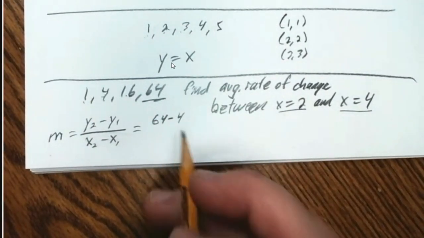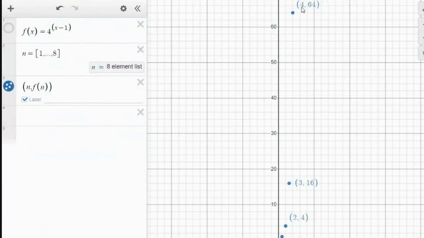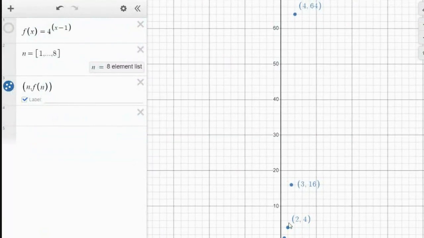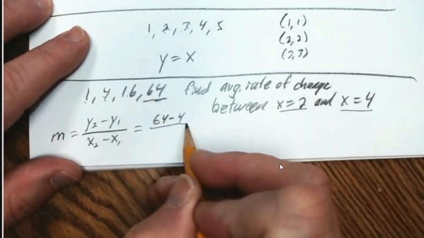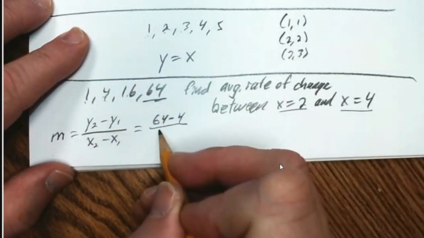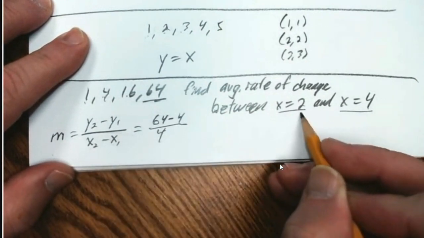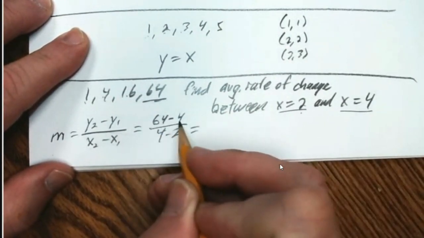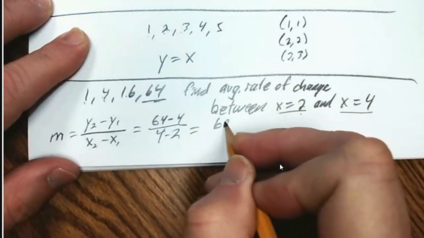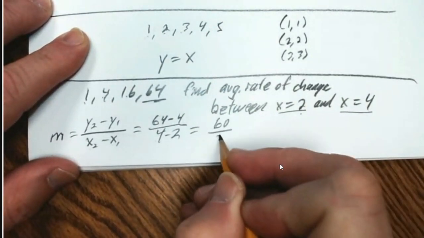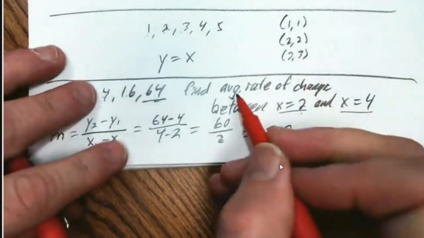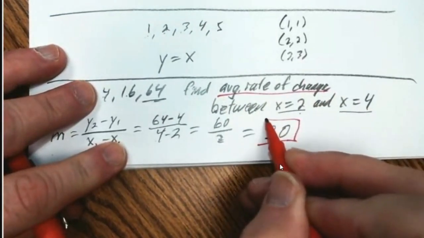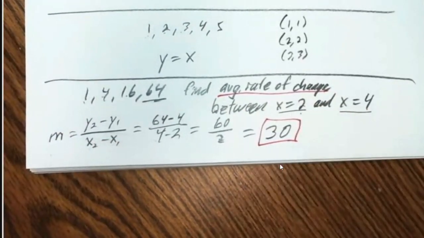We can look at it in our graph if we're confused by that. Well, here's when x equals 4, the y value is 64. When x equals 2, the y value is 4. So we can look at it on the graph, or we can look at it on the sequence, 1, 2, 3, 4. Divided by x2, well, we said that was 4. It told us what the x's are, and x is 2. So 64 minus 4 is 60. 4 minus 2 is 2. So the average rate of change is 30 between x equals 2 and x equals 4.